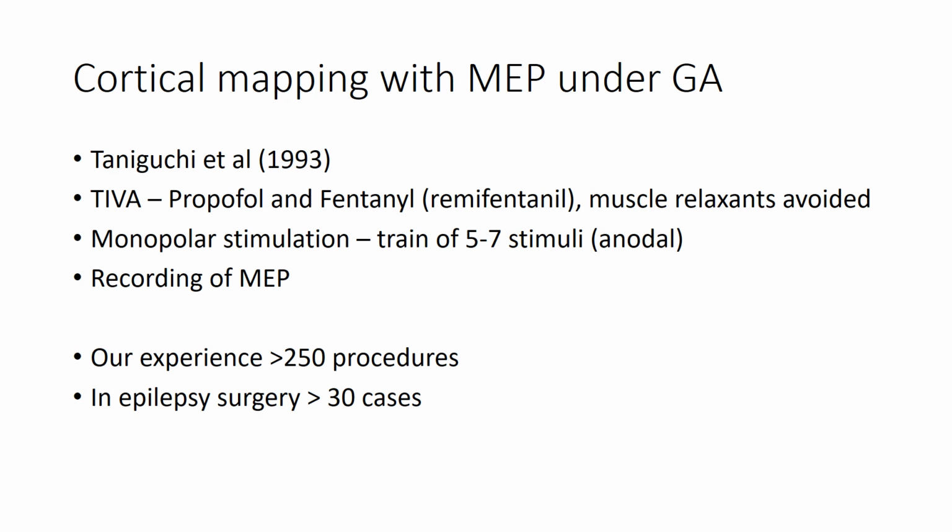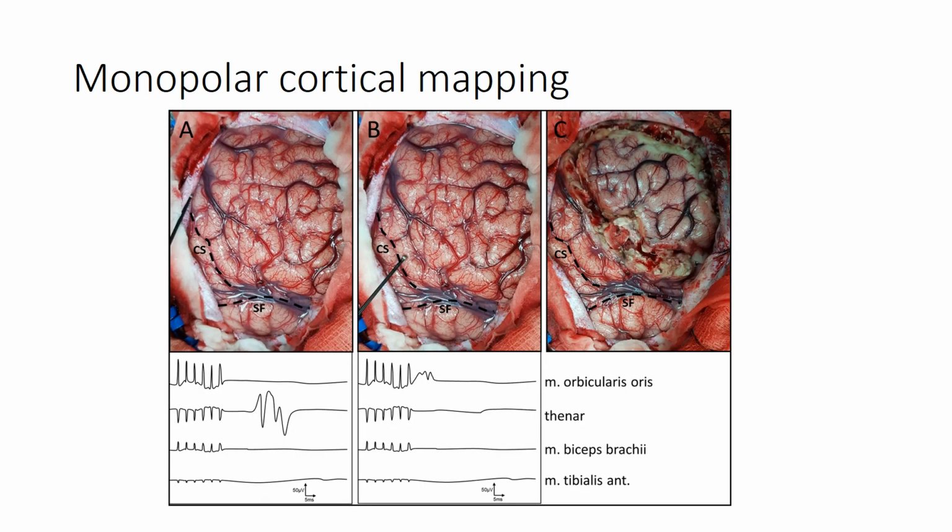It's based on monopolar stimulation, the so-called short train technique, usually trains of 5 to 7 stimuli. For cortical stimulation, it's anodal stimulation. For subcortical, it's cathodal. We record motor evoked potentials from contralateral extremities and face muscles. We have big experience with this technique, more than 250 procedures in general, and at least 30 of those cases are in epilepsy surgery.